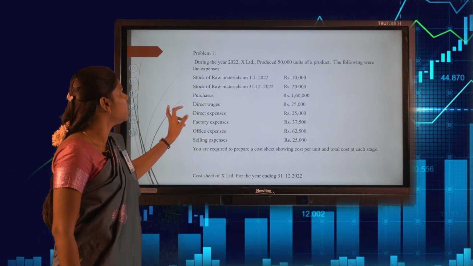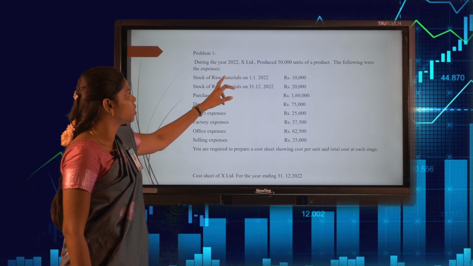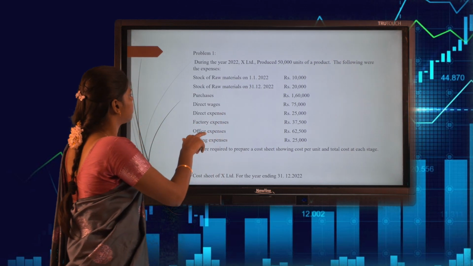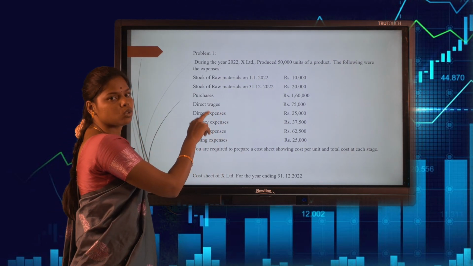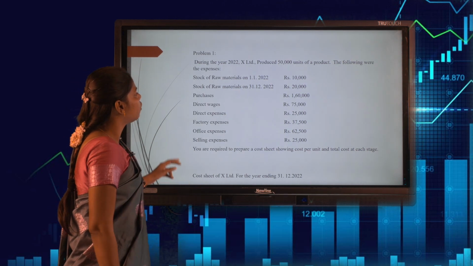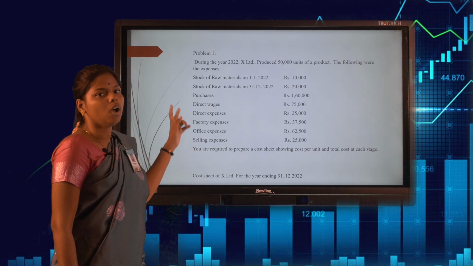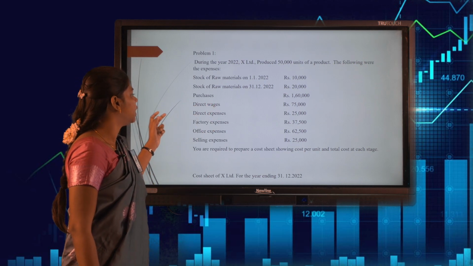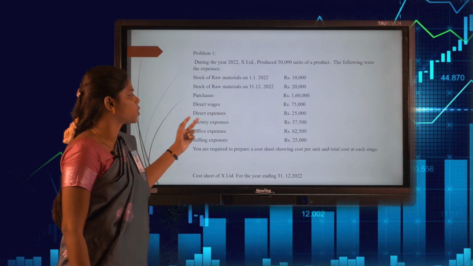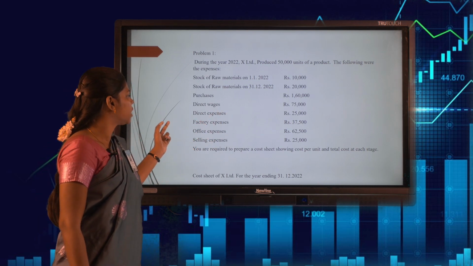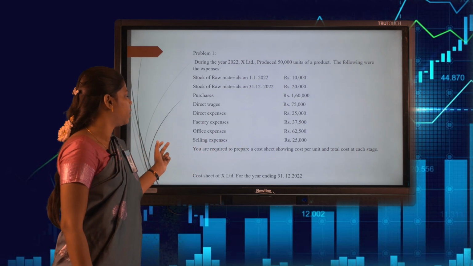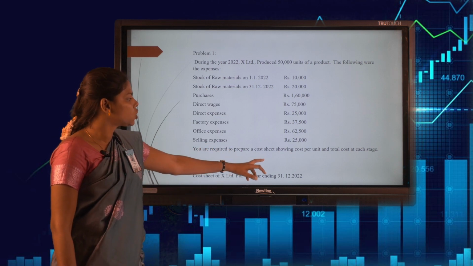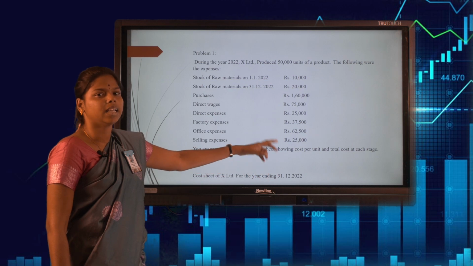So next we move on to one problem. During the year 2022, X Limited produced 50,000 units of a product. The following were the expenses: stock of raw materials on 1/1/2022 rupees 10,000, stock of raw materials on 31/12/22 rupees 20,000, purchases 1,60,000, direct wages 75,000, direct expenses 25,000, factory expenses 37,500, factory office expenses 62,500, selling expenses rupees 25,000. You are required to prepare a cost sheet showing cost per unit and total cost at each stage.